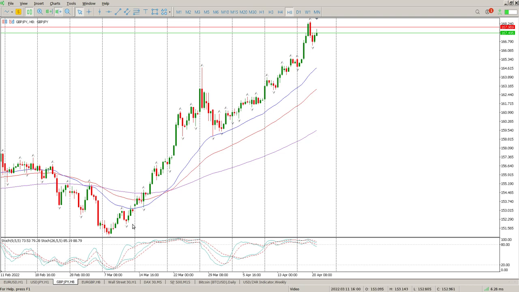That one is a sit on hands for me. I don't really trust that. British pound Japanese yen is also sit on hands, a similar kind of picture here.